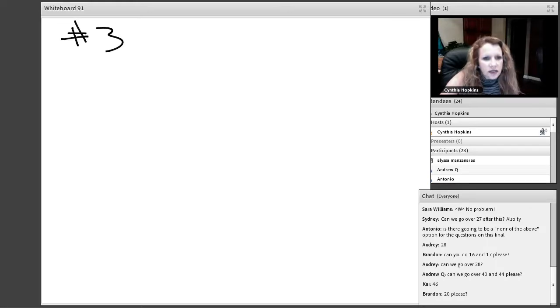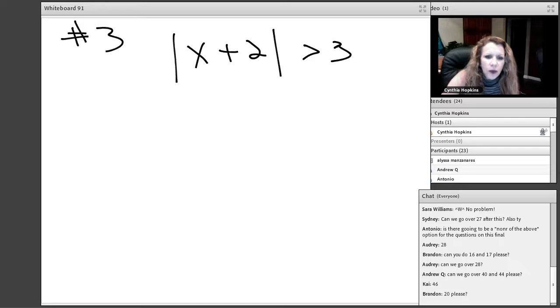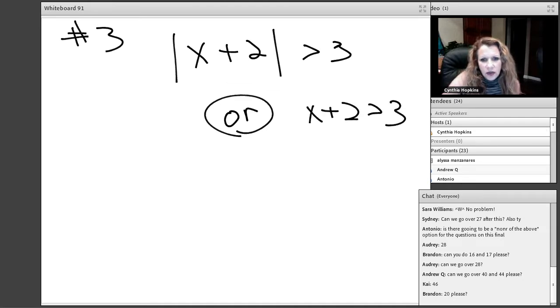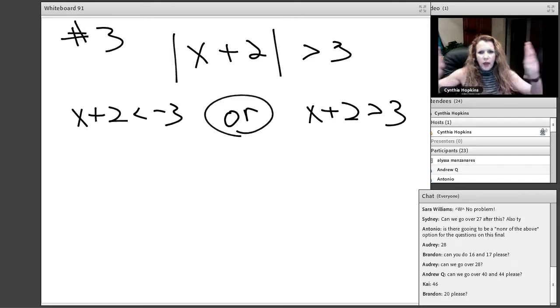All right, so this is number 3. The absolute value of x + 2 is greater than 3. You have to write this as two statements with the word "or" in the middle. The two statements are x + 2 is greater than 3, or x + 2 is less than -3. You're going far away, because it's greater than. The distances go more than. So you can either go to the left or to the right, but it's more than 3. So it's greater than positive 3 or less than negative 3.